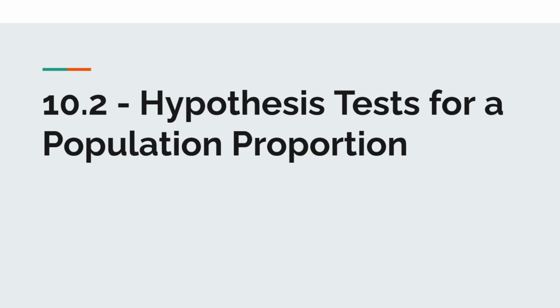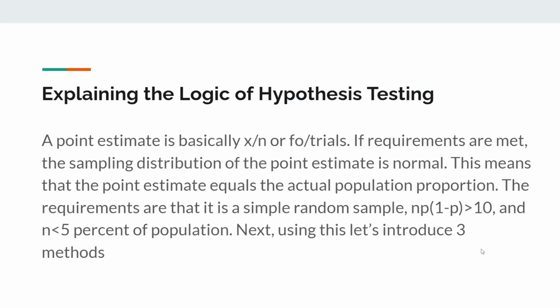Hypothesis test for a population proportion. So the point estimate is basically x over n, or favorable outcomes over trials. Whatever you're looking for, if we flip a coin 100 times and get heads 40 times, your point estimate would be 0.4, which means that 0.4 of the time we will get heads.